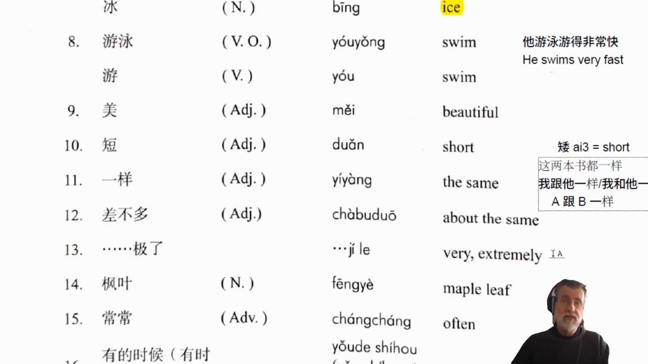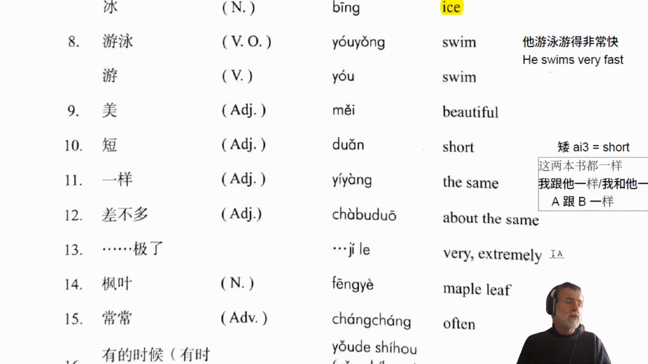And by extension, I guess you could say, different by not much. Cha itself doesn't mean different, but you can see how that would work. Cha is literally less or inferior. So when we want to say two things are approximately the same, about the same, we just say, 这两个人都差不多. These two are both about the same.